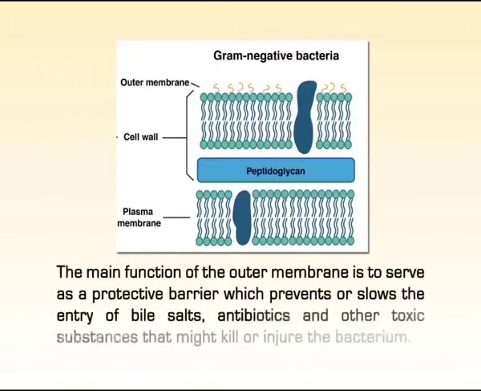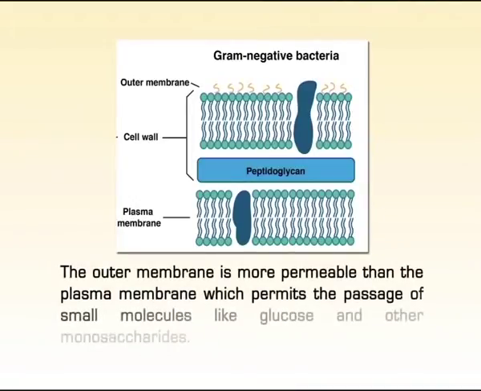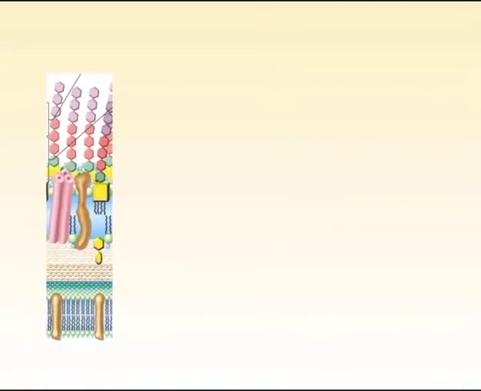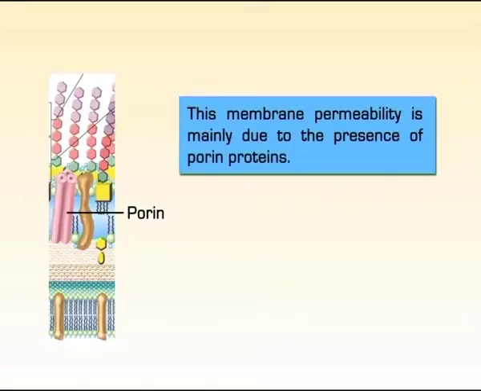Further, the main function of the outer membrane is to serve as a protective barrier which prevents or slows the entry of bile salts, antibiotics and other toxic substances that might kill or injure the bacteria. Also, the outer membrane is more permeable as compared to the plasma membrane, which permits the passage of small molecules like glucose and other monosaccharides. This membrane permeability is mainly due to the presence of porin proteins.